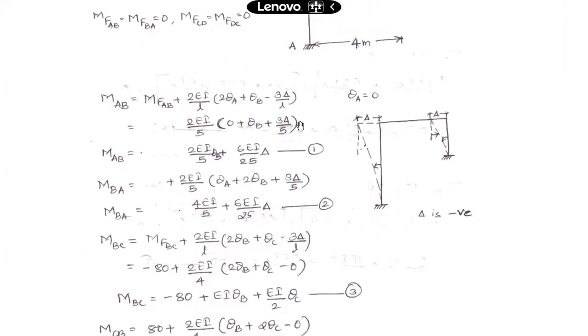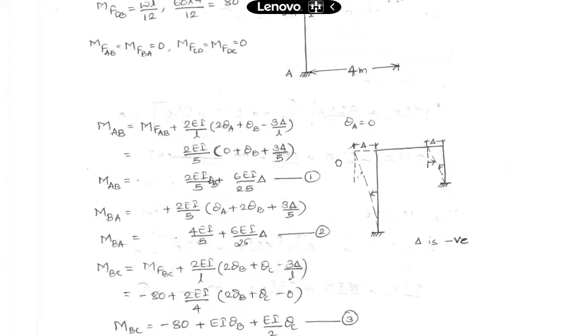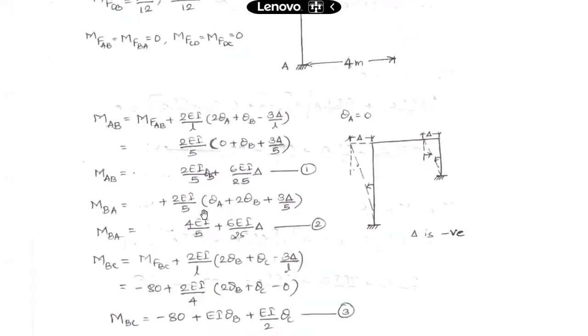Okay, for member AB. And now I'll go to joint B. Here I'll write the slope deflection equation for member BA from joint B. So that gives me MBA. Fixed end moment is 0. 2EI by L, which is 5 meters. 2EI by 5 into theta A plus 2 times theta B plus 3 delta upon L, 5 meters. So this will give MBA equal to 4EI by 5 theta B plus 6EI by 25 into delta. This is the second slope deflection equation.